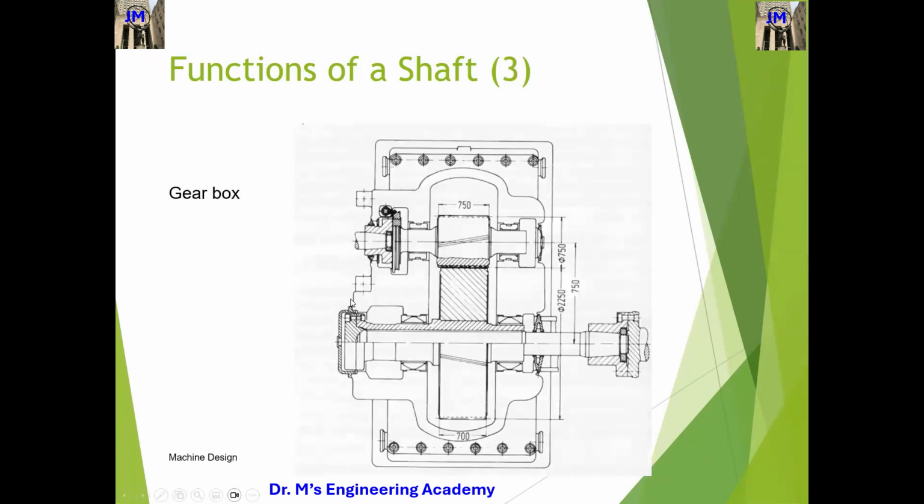For example, this is the gearbox, and it shows the function of the shaft. Okay, so I have a shaft here. This is my shaft number 1 and this is my shaft number 2. These two shafts are connected by two gears. This is my bigger gear and this is my smaller gear. These two gears are matching each other, so I can transfer the torque from this shaft to this shaft.